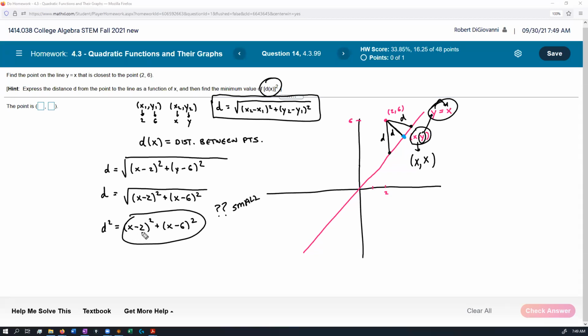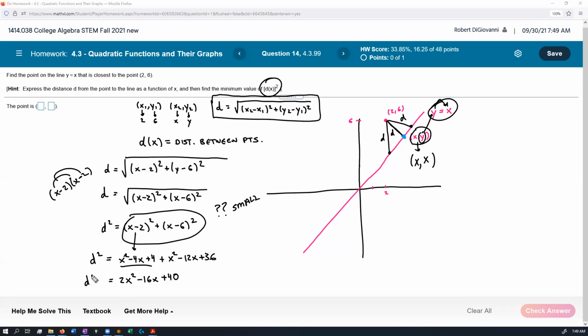If we expand this, we square this, we'll get x squared minus 4x plus 4. I'll trust that you could do the FOIL on that. x minus 2 times x minus 2, FOIL, and you get this. And then you say plus, now FOIL this one, you get x squared minus 12x plus 36. This is what d squared is. I still want to know when this is as small as it can be, but this is a quadratic. If I combine like terms, I get 2x squared. And if I combine the x's, I get minus 16x. And then the 4 and the 36, I get plus 40.